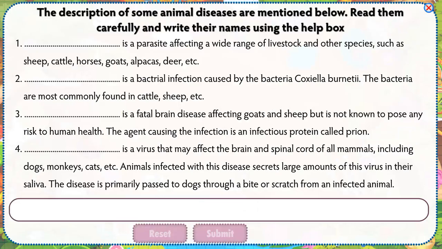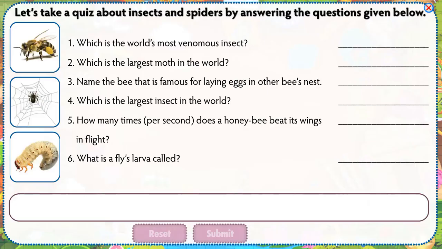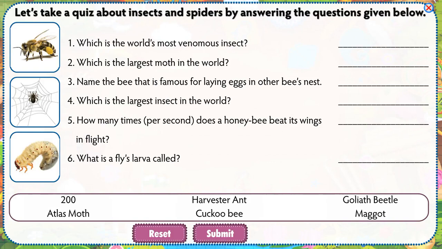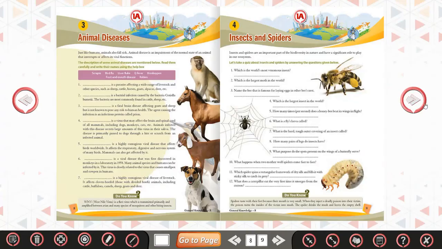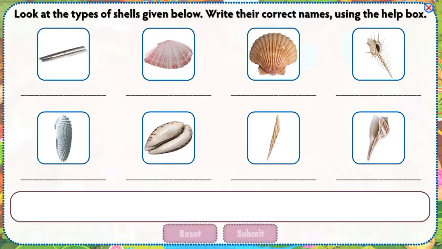The description of some animal diseases are mentioned below. Read them carefully and write their names using the help box. Let's take a quiz about insects and spiders by answering the questions given below. Look at the types of shells given below. Write their correct names using the help box.